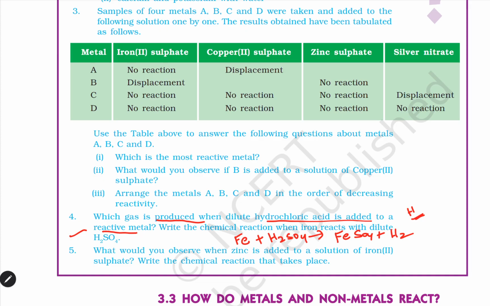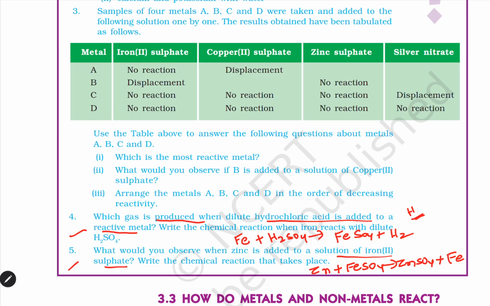What would you observe when zinc is added to a solution of iron sulfate? Write the chemical reaction that takes place. So here zinc is more reactive than iron, that you know. So it displaces iron from iron sulfate. So a gray deposit of iron is seen and the green color of iron sulfate fades, that you can observe. So here zinc is reacting with iron sulfate to generate zinc sulfate and iron. So this will be the chemical reaction that you can observe.